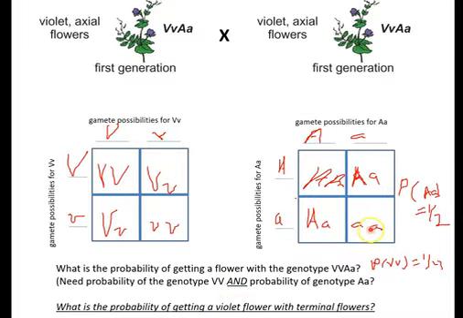Violet was 3 out of 4. Terminal was 1 out of 4. And multiply. 3 out of 16 is the total.